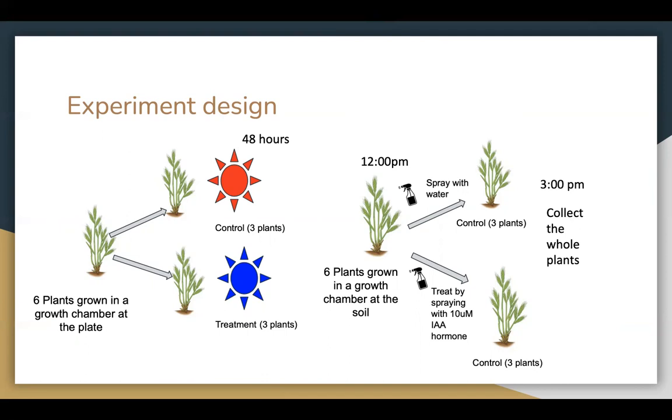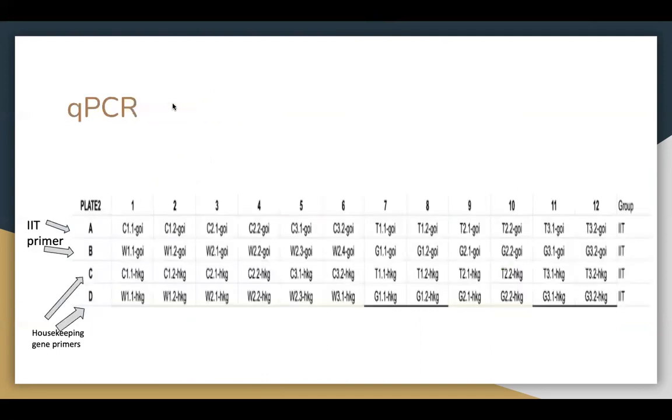So then we changed our experiment to hormone treatment. We applied IAA to the treatment group for 3 hours before we collected the samples and analyzed them. Then we did quantitative PCR, and this is how we set up the plates. The first 2 rows are the IIT primer, and the second, C and D, are the housekeeping gene primers. And this is how we ran our qPCR.